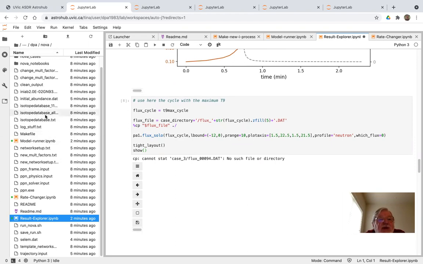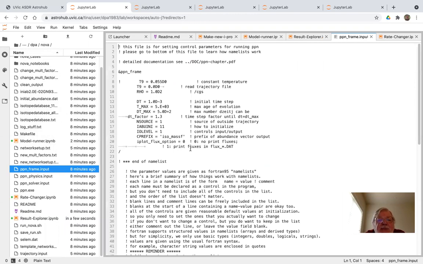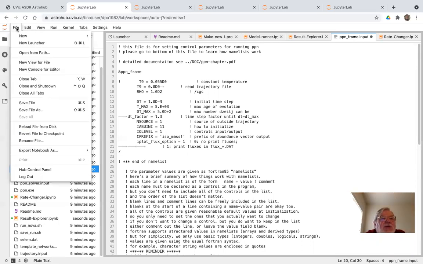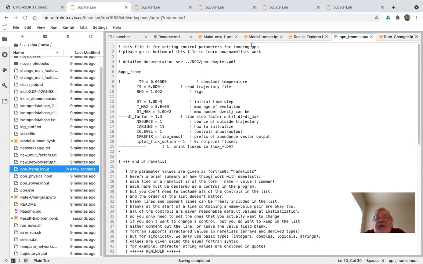So therefore, on the left panel, you go to NOVA. And in this case, you have to go to the ppn frame. You open this file here. And you have to use the iplot_flux option not equal to 0, but instead equal to 1, because 1 will print fluxes. And then you have to save this file. Okay, save file.